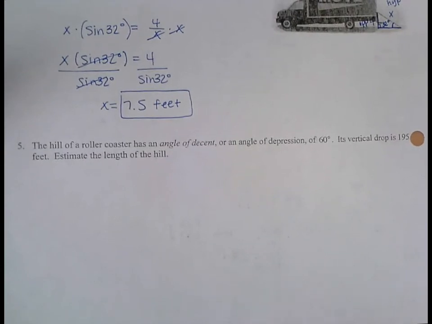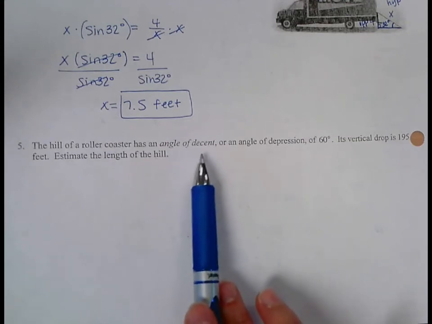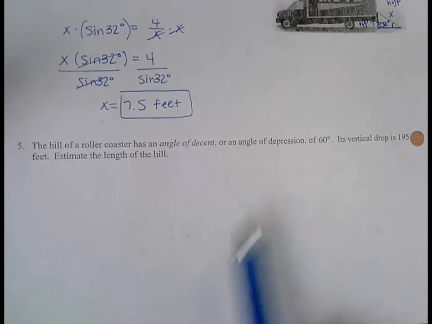Okay, any questions on that one? So the application part of it. 5, I'm going to have you do. I just want to help you picture what's going on because there isn't a diagram given to you. So it says the hill of a roller coaster has an angle of descent or an angle of depression of 60 degrees and its vertical drop is 195 feet. Estimate the length of the hill.